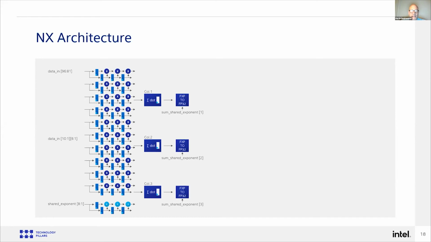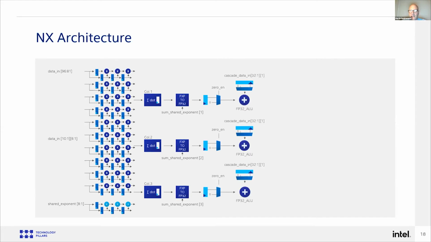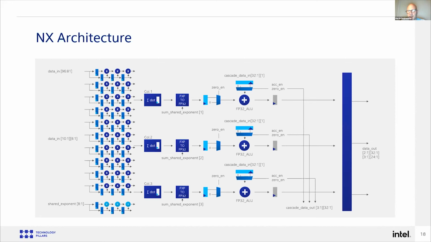Every column is added together to make a dot product, and we can optionally convert to floating point 32, IEEE single precision floating point. We have an IEEE single precision floating point compliant adder available to add or accumulate everything together. We can also optionally add or accumulate in INT32. We can cascade multiple blocks together, or we can output to the fabric in bfloat16, bfloat24, or FP32 mode.